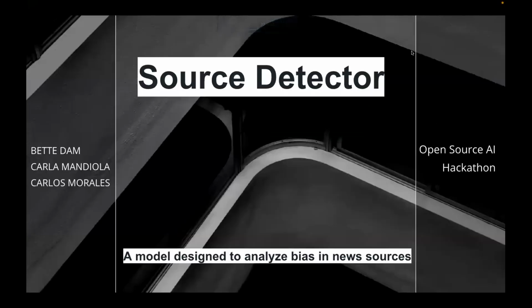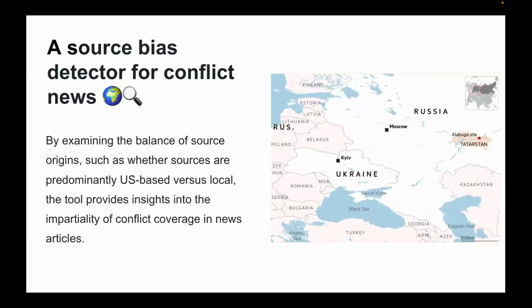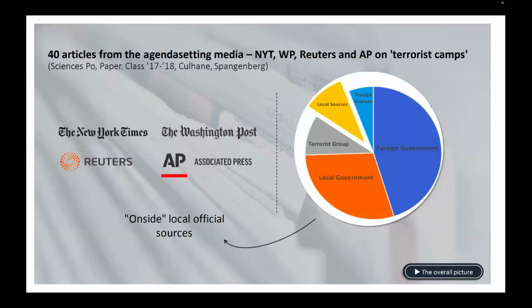Hey, we're back. We are Source Detector. I'm Carla, Beth, and Carlos. What we tried to create is a model designed to analyze bias in news sources. You may be wondering why we tried to do this, because the people that tell the stories are really important, and the bias in the sources is a real thing in most news outlets. There's a story behind that, and Beth is going to tell us.